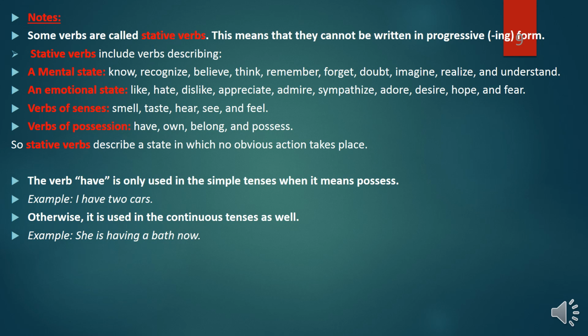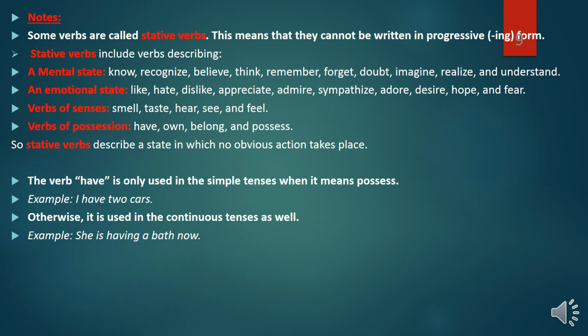Verbs of possession, such as have, own, belong, and possess. I cannot say I am owning a red car. I say I own a red car. I cannot say I am having a new bag. I have a new bag. So these are called stative verbs. Please pay attention to these verbs.